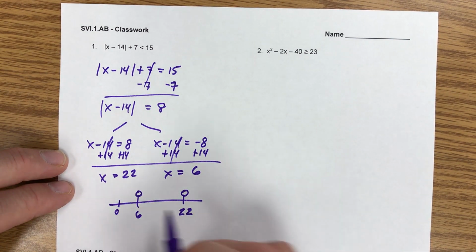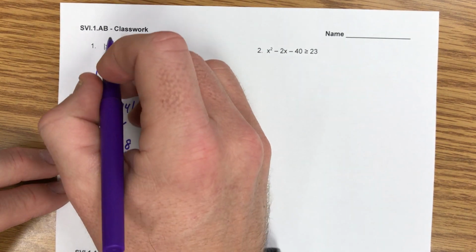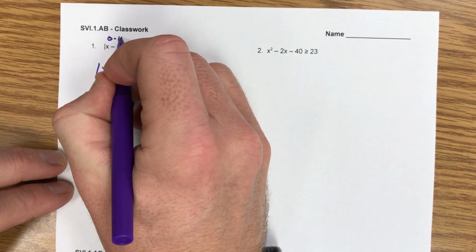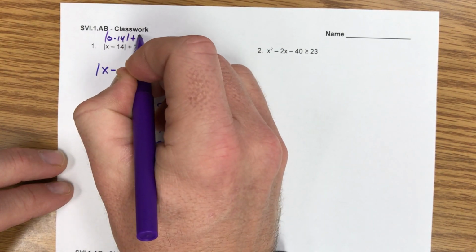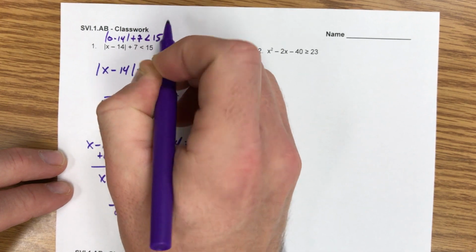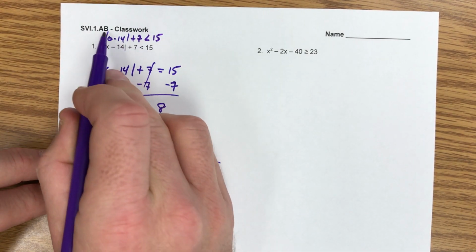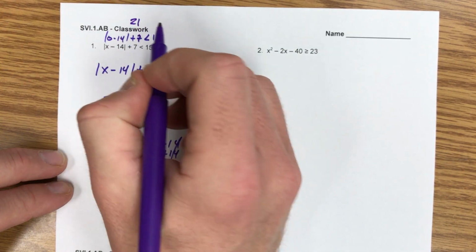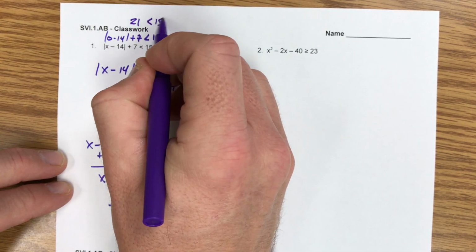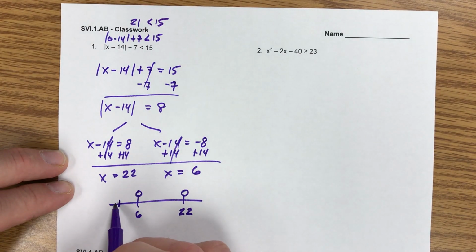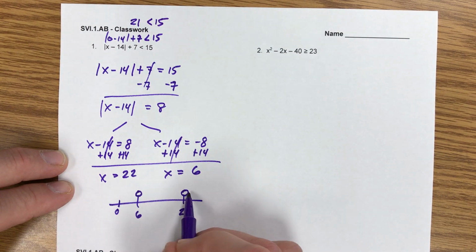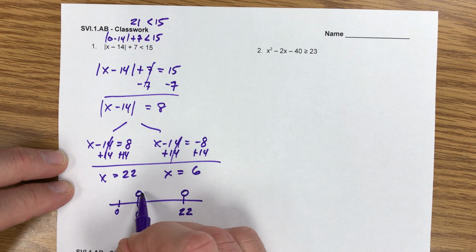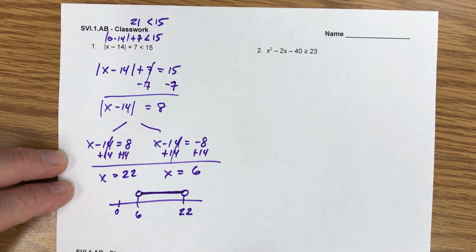So here's how we do it. Put 0 in for x in the original problem: 0 minus 14 plus 7, is that less than 15? Well, this makes negative 14, and the absolute value of that is 14, and 14 plus 7 is 21. Is 21 less than 15? The answer is no. 0 does not work, so the outside values of the boundary points will not work, and therefore the inside values do work. So all the points in between will work.